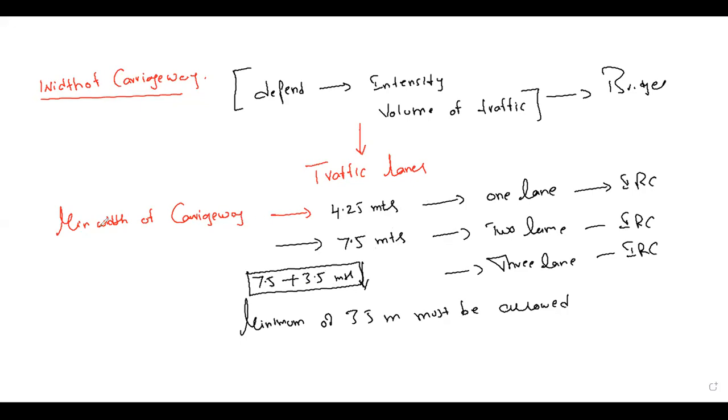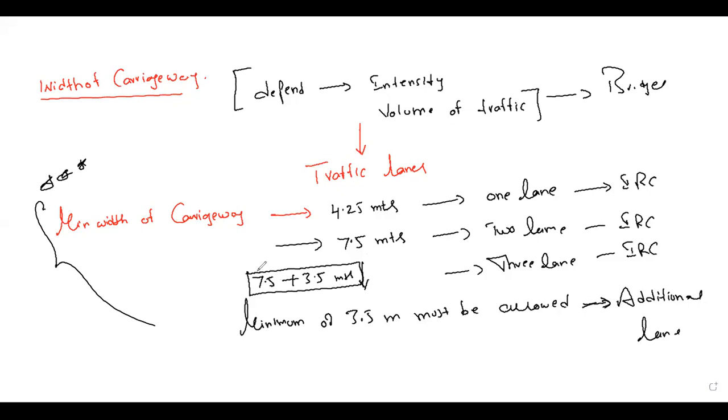Guys, these are very, very important for competitive exams. Put a star mark and please note them down. 4.25, 7.5, and for the next additional lane to make it a three lane, it will be 7.5 plus 3.5 meters. So a minimum of 3.5 meters must be allowed to make an additional lane.